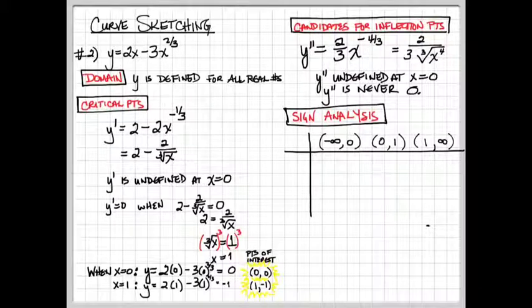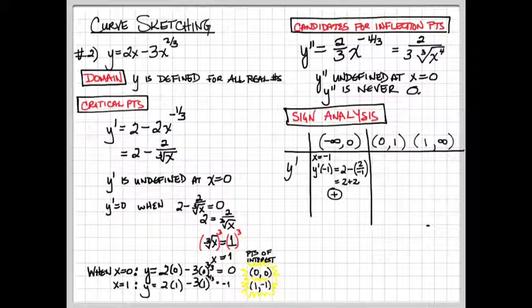We know that 0 and 1 are the x values of interest, so we need to consider the interval from -infinity to 0, from 0 to 1, and from 1 to infinity. First, we're going to look at the first derivative. Pick your favorite value in between -infinity and 0, and evaluate the first derivative there. So -1 is one of my favorite values. I substitute it into the first derivative, and I see, based on my calculation, that the answer is going to be positive.